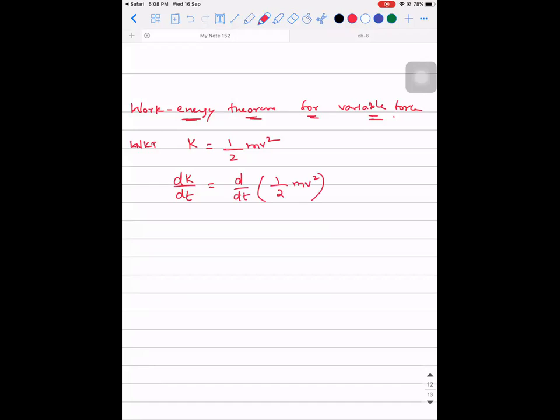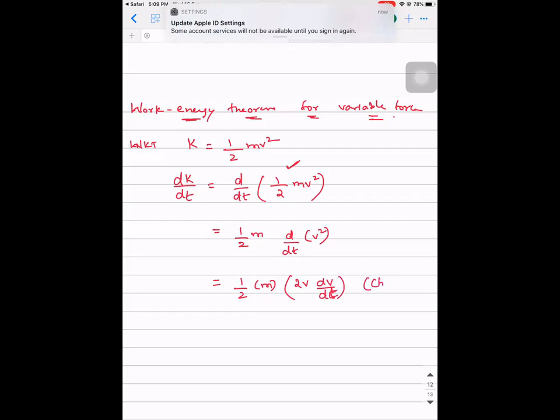Whenever you're differentiating, I told you the constants can be taken out. Look at the expression. What are the constants that are there? 1 by 2, so m by 2 is a constant, d by dt of v square. So what is the derivative of v square? That is 2v into dv by dt. See, what I have done here is called the chain rule.